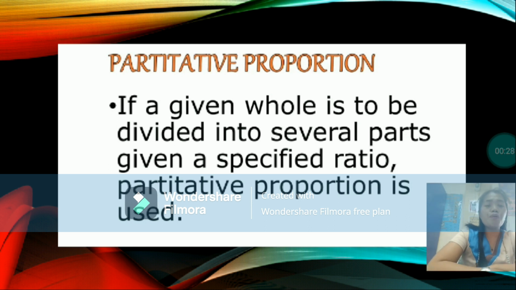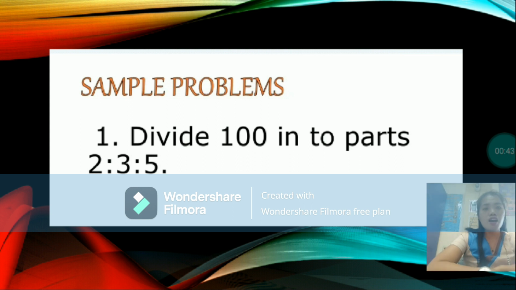So partitative proportion, or partitive proportion: if a given whole is to be divided into several parts given a specified ratio, partitative proportion is used. Okay, let's have examples. For instance, example number 1: divide 100 into parts 2:3:5. Again, divide 100 into parts 2:3:5.